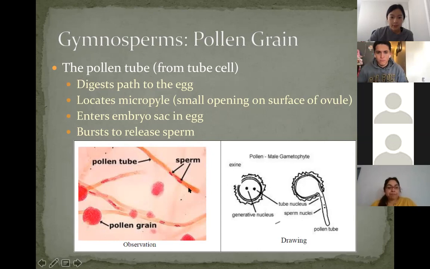So this is the pollen tube. Again, that's generated from the tube cell, and then these are the 2 sperm cells that were produced from the generative cell. This will eventually burst and then it'll fertilize the eggs as soon as it lands on the micropyle.